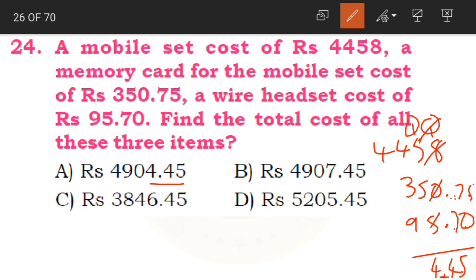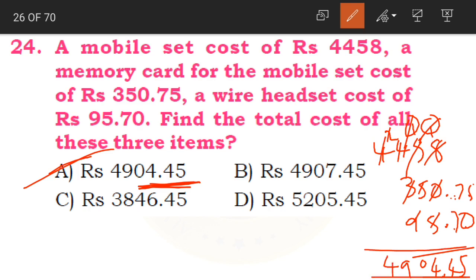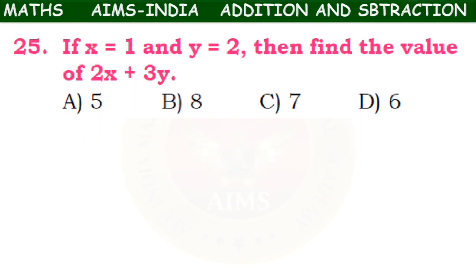Now from the given options, only option A has 4.45 in the last 3 digits. So option A becomes our correct answer. Or else you can add and also check 10 and 20. So 0 here, 2 carried, 4 plus 2 is 6, 6 plus 3 is 9, and 4 here. 4904.45 rupees is our correct answer.